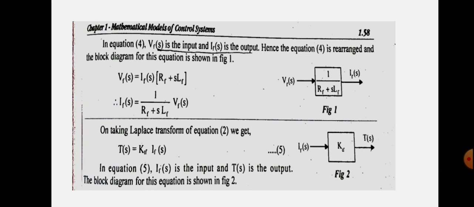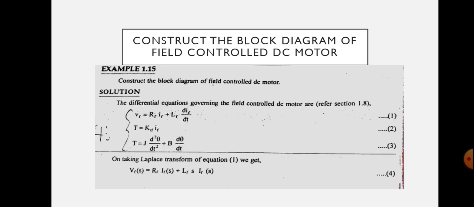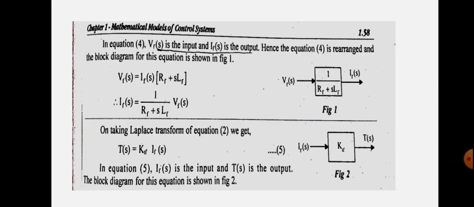Next, for drawing the block diagram, we consider the second equation, T equal to Ktf into If. Taking the Laplace transform of the second equation, we get T of S is equal to Ktf into If of S. In this equation, If of S is the input and T of S is the output. So we can mark the input and output, and also there is a block, and inside the block we enter the gain Ktf.